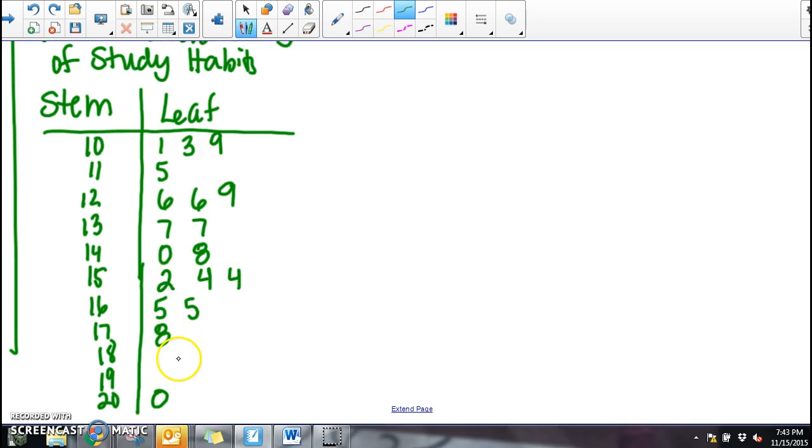And again, the nice thing about a stem plot is you do get to see all the data. You need to make sure you include a key somewhere. So our key would be 10|1 equals 101. You can pick any number from the data set to be your key. It doesn't have to be a specific one. And this would be our stem and leaf plot, or our stem plot.